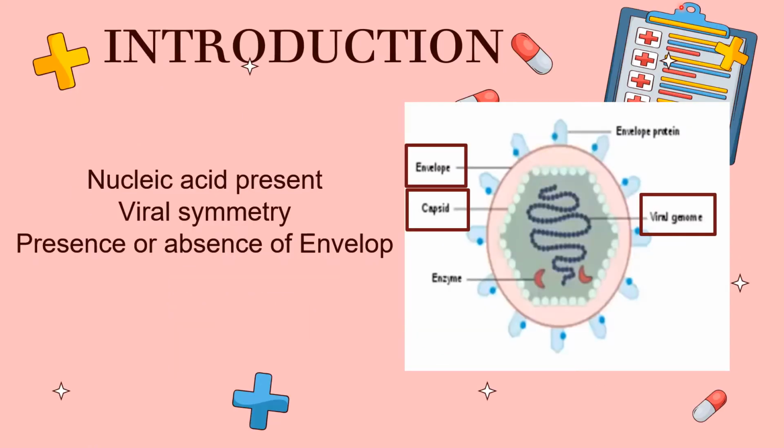We have mentioned from our previous lesson that a virus should have the basic parts. A virus should always have a protein component called capsid and a nucleic acid or the viral genome that could either be a DNA or RNA. Now, classifying the different viruses are based on the following: nucleic acid present, viral symmetry, and presence or absence of an envelope.